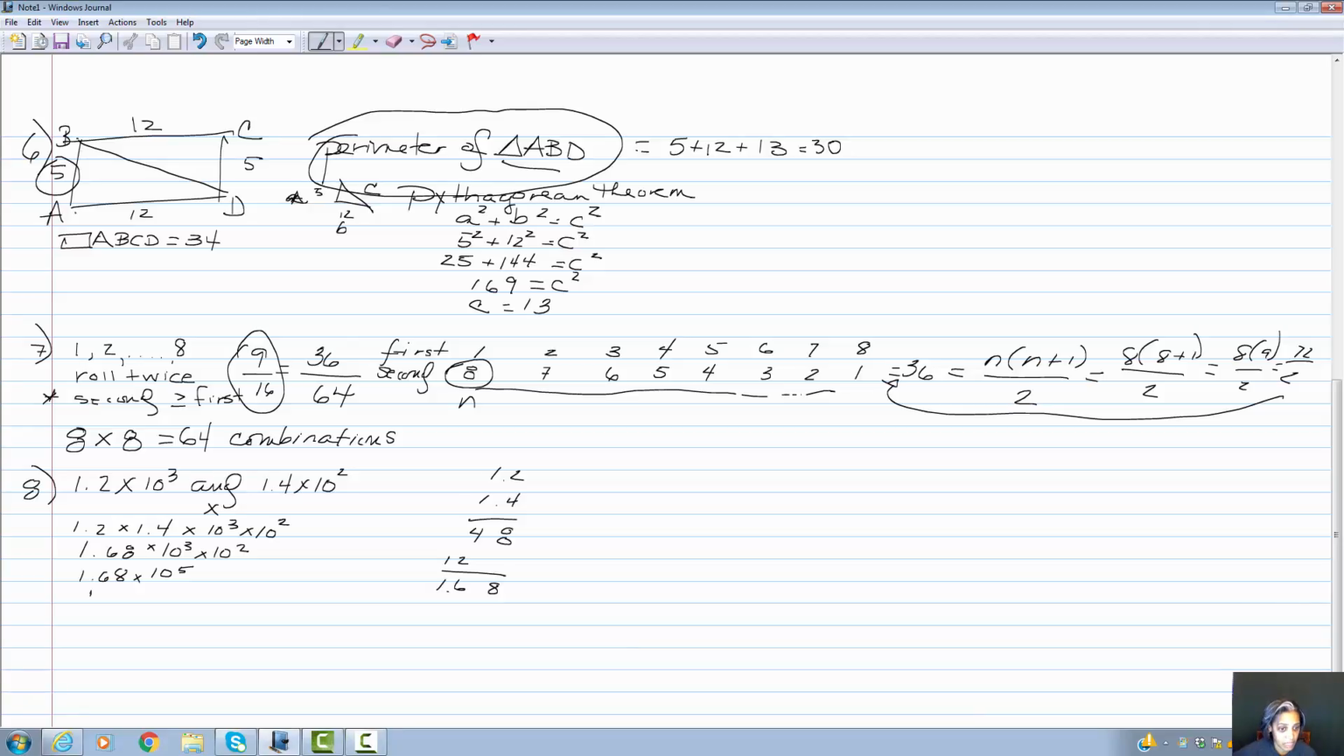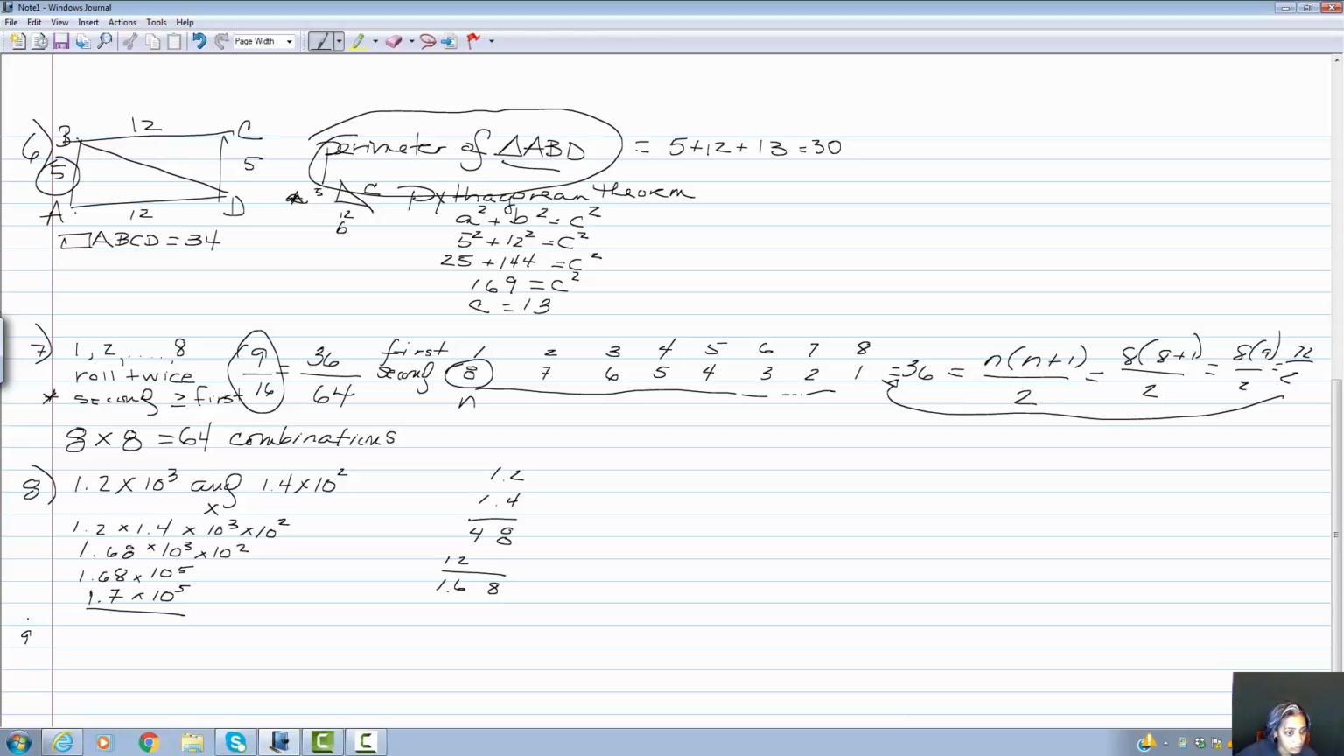And because this is scientific notation, we're going to leave our 10 to the fifth. And I don't know if I said it, I got 10 to the fifth because I just added the exponents since it's multiplication. But the problem asked us for 2 significant digits, so I'm going to make this 1.7 times 10 to the fifth. And that's my answer.